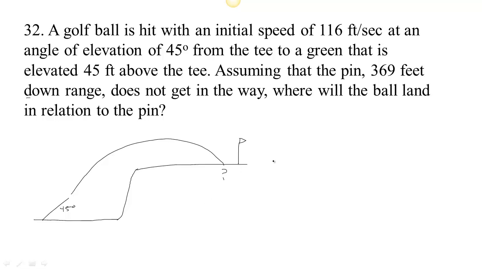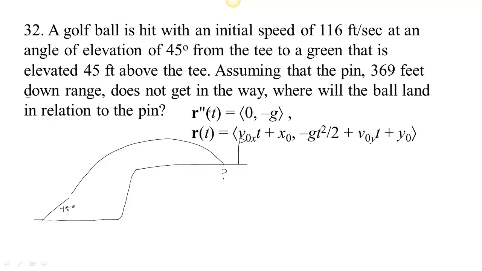So to set up this problem, we'll remember that the acceleration is 0, minus g. We integrate that function twice, and the first time we integrate we get velocity, so we get constants that involve the initial velocity in the x direction and initial velocity in the y direction, and then we integrate again and we get position, and we get these two constants that involve the initial x value and the initial y value.